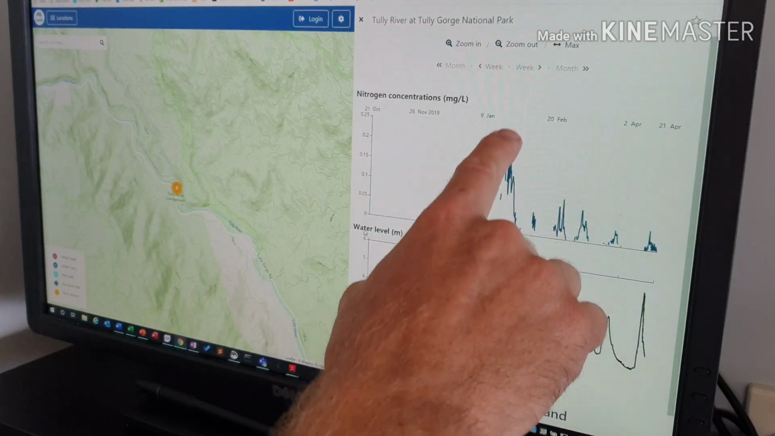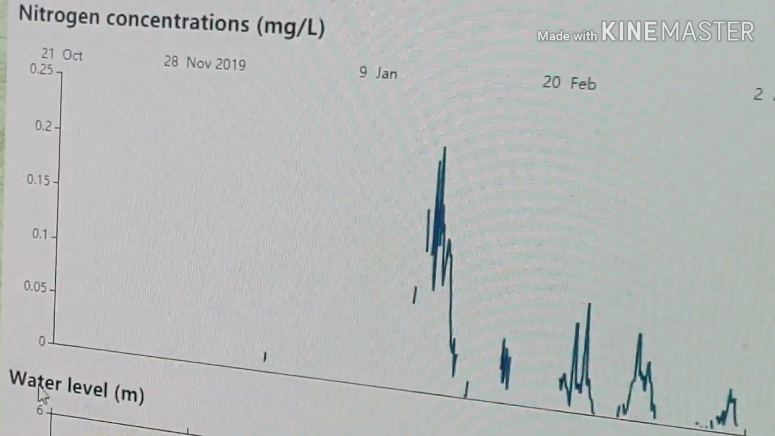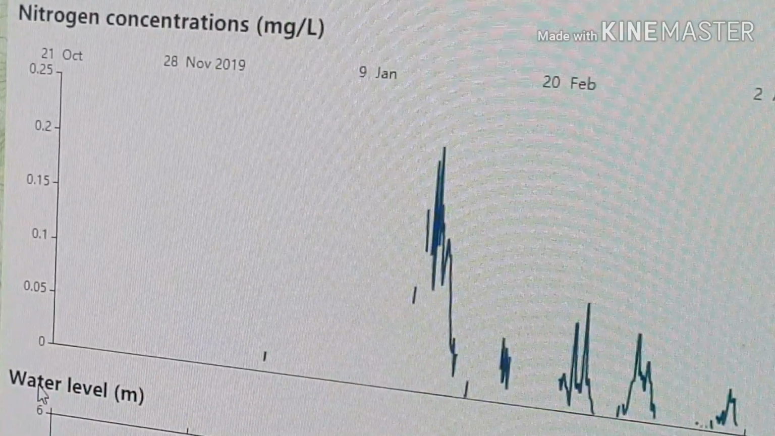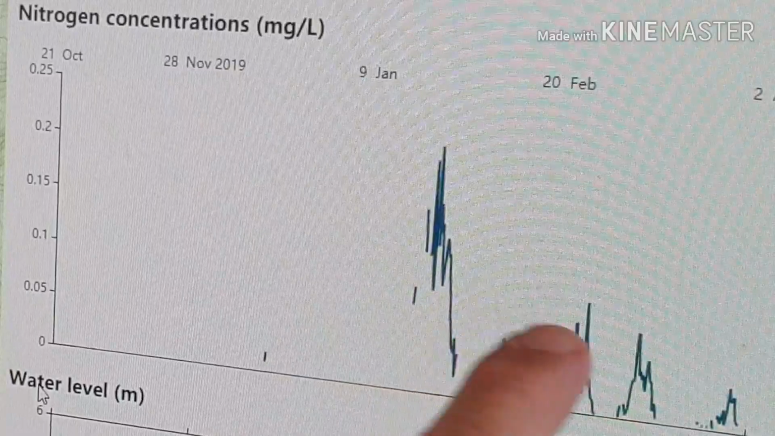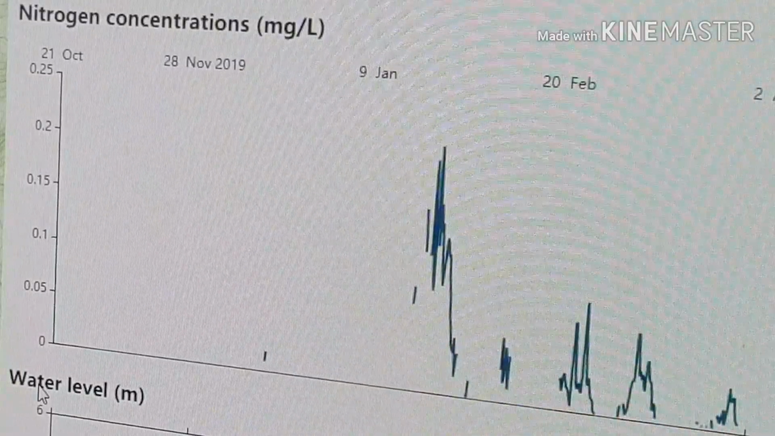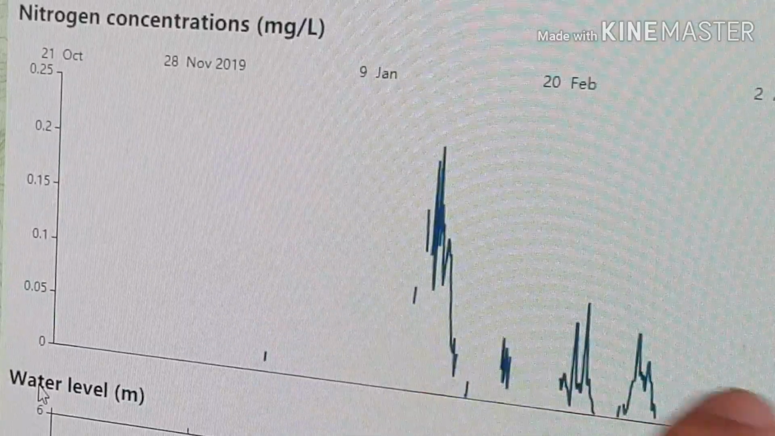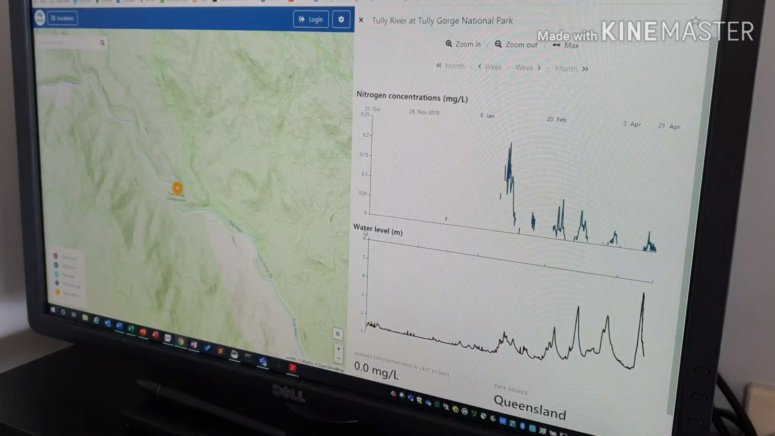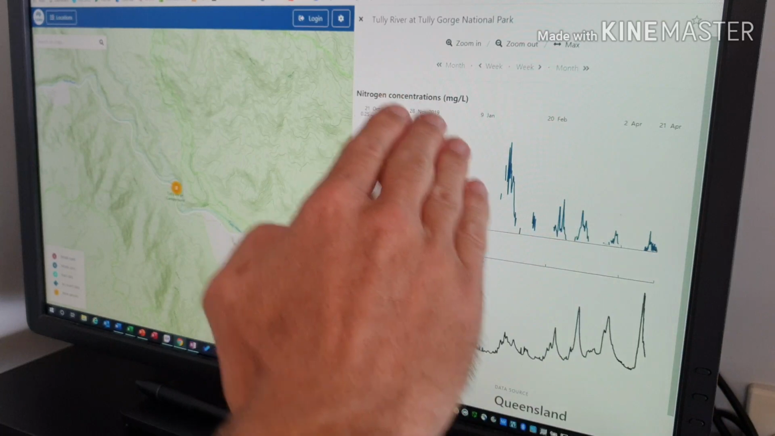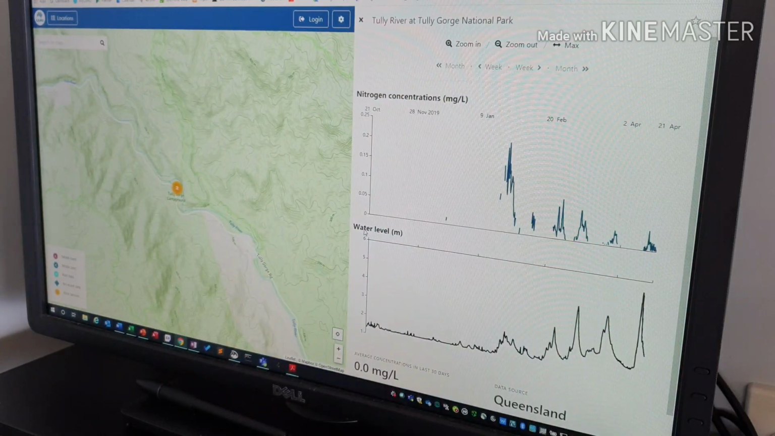Right at the beginning of the wet season, we can see it gets up to about 0.2 milligrams per litre, but then very quickly it gets below 0.1 milligram per litre, and towards the end of the season, these couple of spikes here are only half a milligram per litre, which is a very, very small amount. So we can see that there's a depletion as the wet season goes on at this particular site as well.